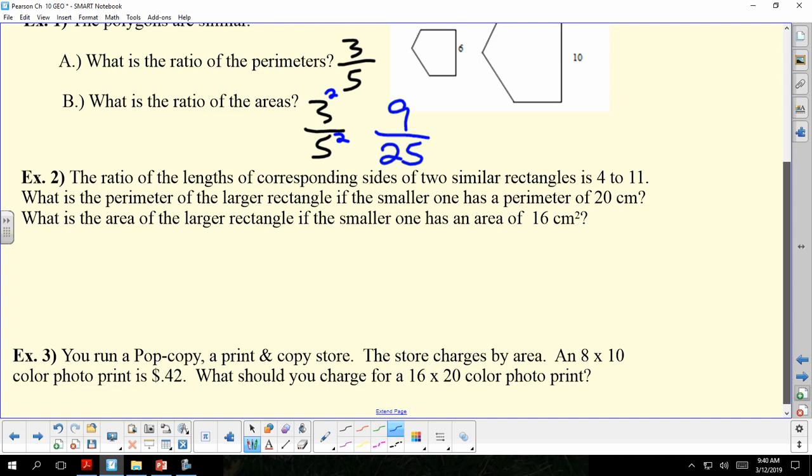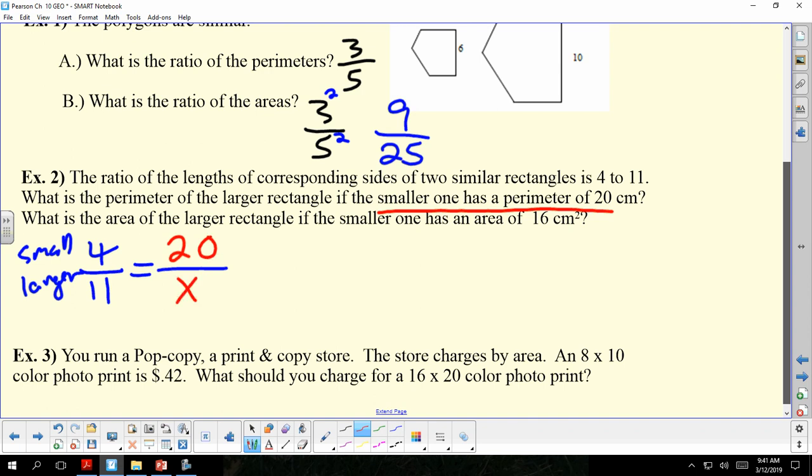So the ratio of the lengths of corresponding sides of two similar rectangles is 4/11. Now I'm given the perimeter of the smaller one. So what I'm going to do is we have our smaller on top, larger on bottom. I'm given the perimeter of the smaller one. It's 20. I'm going to put that on top there, and solve for x there.